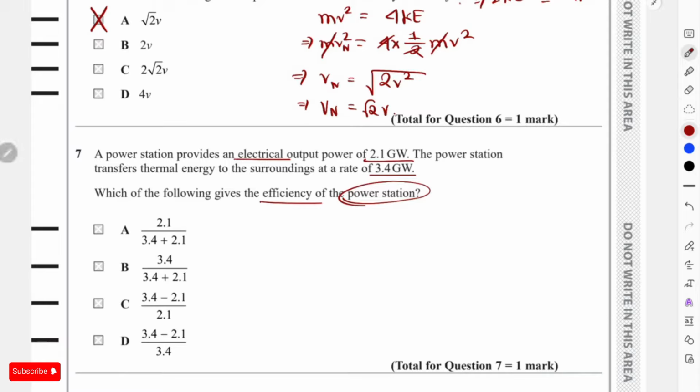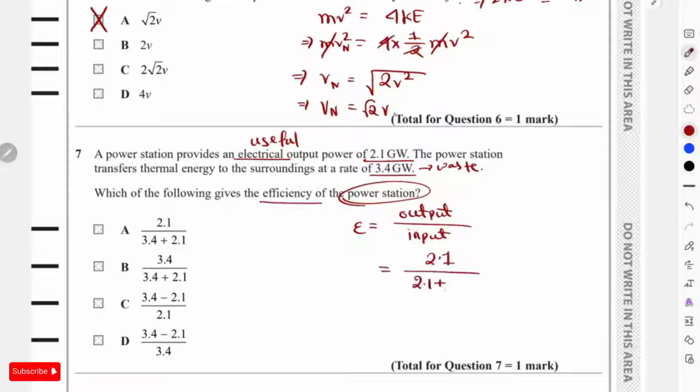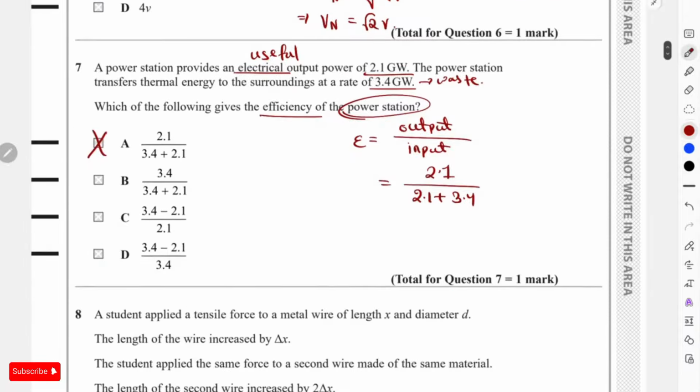Now, this was actually the useful energy that the power station provides, the electrical means, and this was the waste energy. Now, the total energy input is a combination of your useful and waste. So for efficiency, that's going to be output over total input. For output, you have 2.1 gigawatt, and for input, you have 2.1 plus 3.4. So which is exactly your option A, as you can see, 2.1 over 3.4 plus 2.1. So in that case, option A is the correct answer. I hope it was clear.